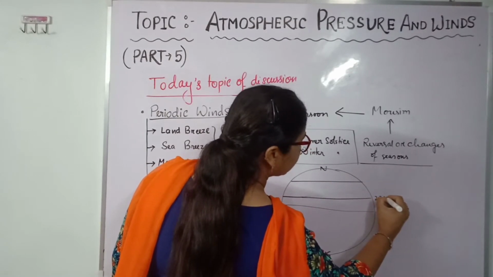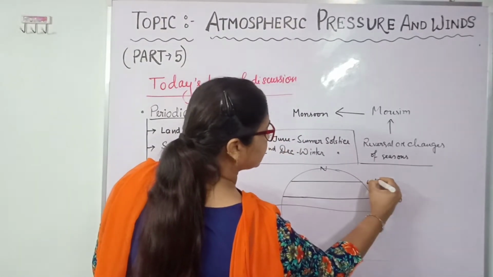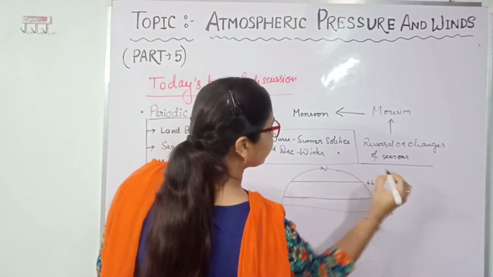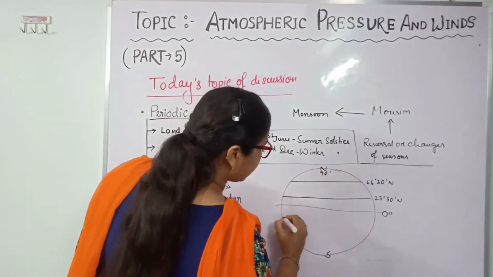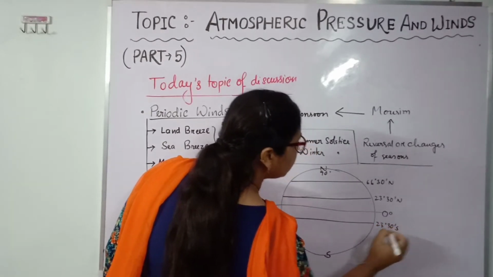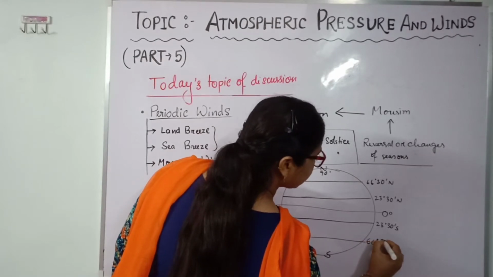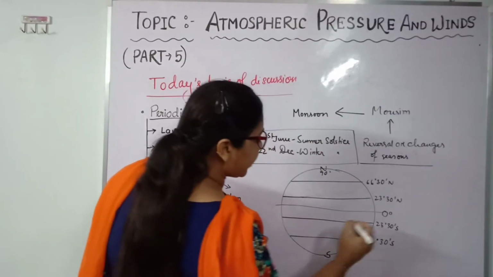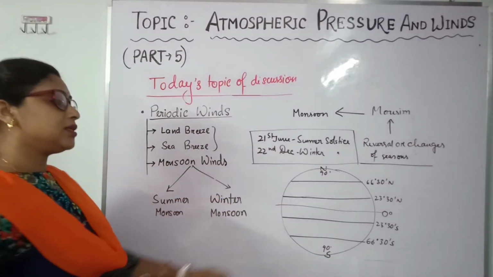Here, 23 degree 30 minute North is the Tropic of Cancer, 66 degree 30 minute is the Arctic Circle, and 90 degree North is the North Pole. Then in the southern hemisphere, 23 degree 30 minute South is the Tropic of Capricorn, 66 degree 30 minute South is the Antarctic Circle, and 90 degree South is the South Pole.